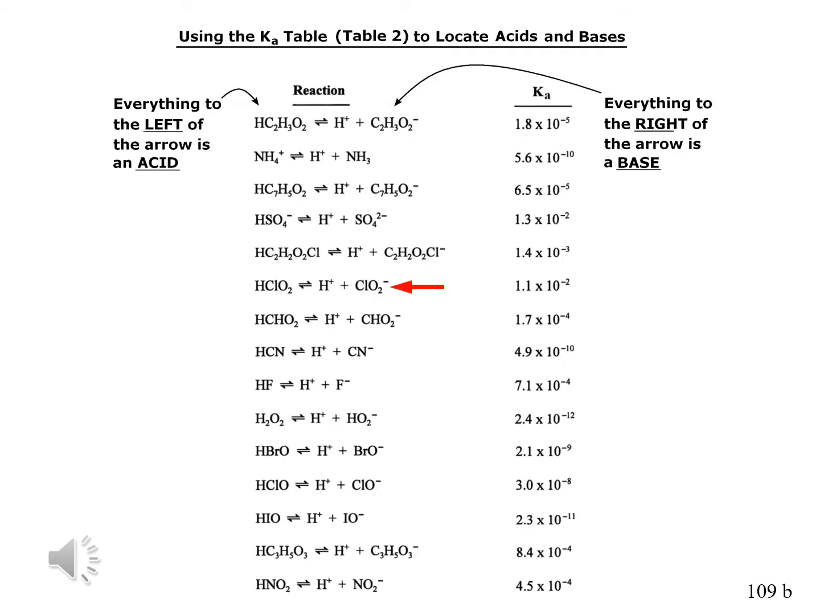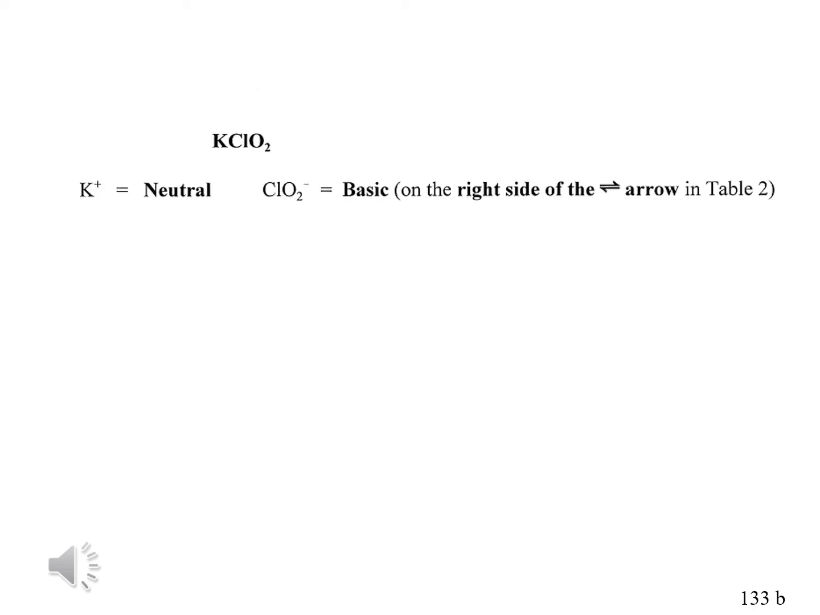KClO2, if you wanted to classify that one, you have to look at the ions separately again. K, of course, is neutral because it's in group 1. ClO2 is actually a basic anion because it's on the right of the arrows in the Ka table. And this is showing it. So if you put together a neutral and a basic, you get a basic salt.